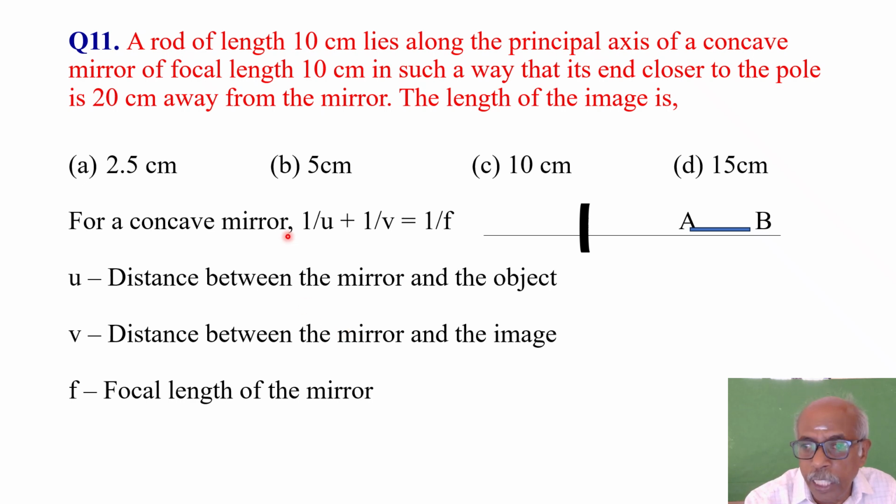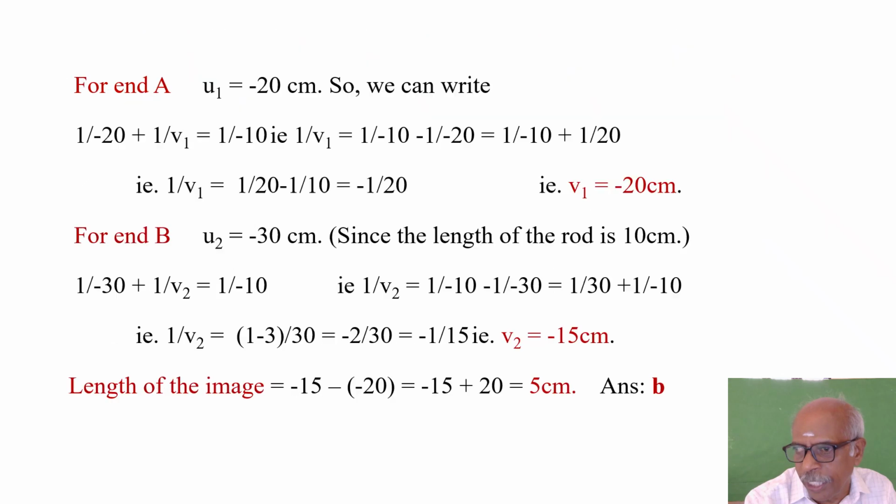For a concave mirror, you know that 1 by u plus 1 by v is equal to 1 by f. This is the general formula. What is u? Distance between the mirror and the object. V is the distance between the mirror and the image. F is the focal length of the mirror. Now we are having two cases. One is for this closer end. Another one is for the farther end.